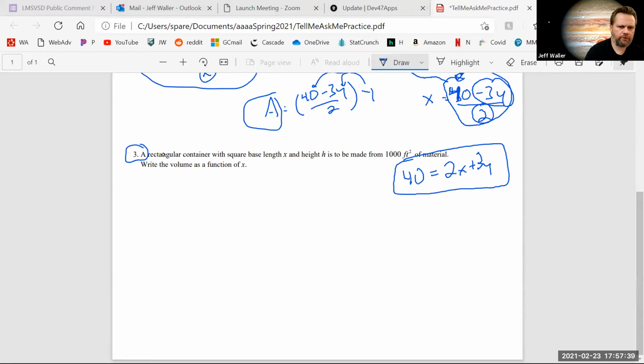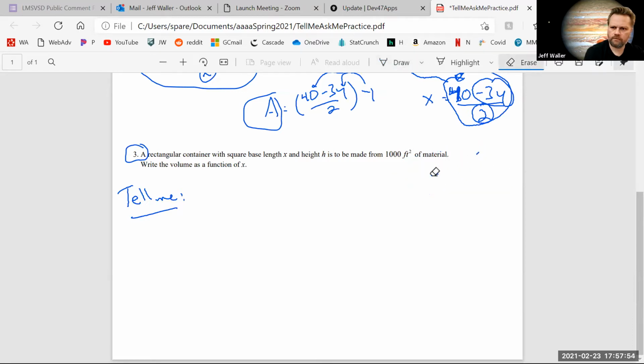So let's look at number 3 real quick. What do they tell me? Oh, let me get rid of that thing over there. So what information do they just tell me? Oh, this is a little bit stranger. Well, let's draw the picture. Has x length and h height. Yeah, they actually give me the variables I'm going to work with.